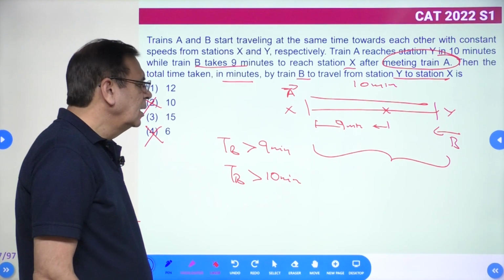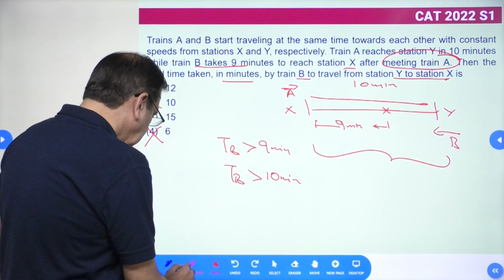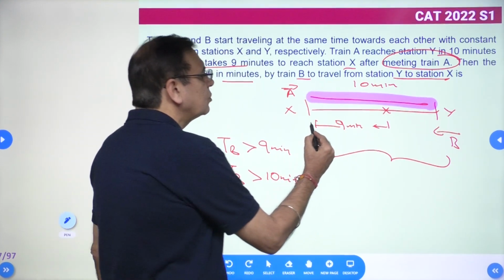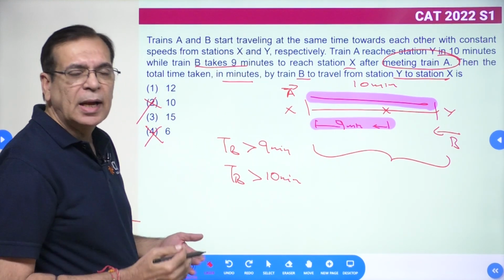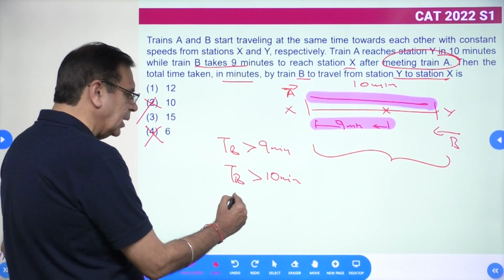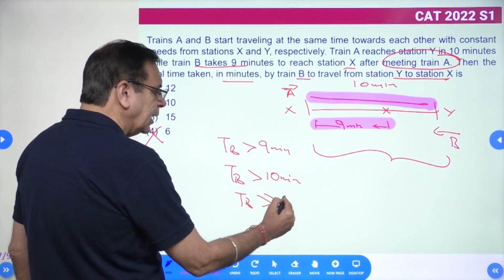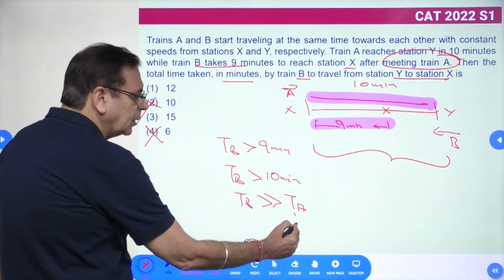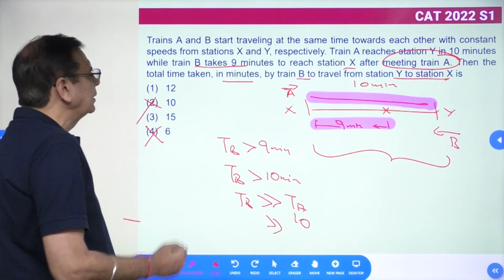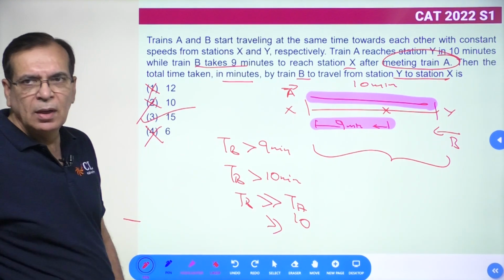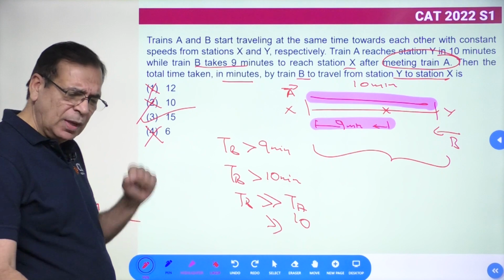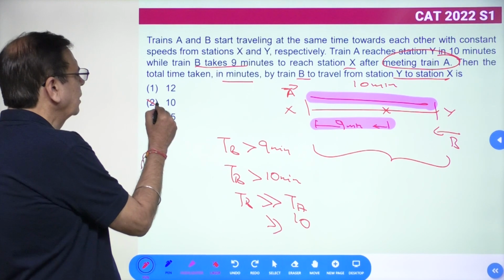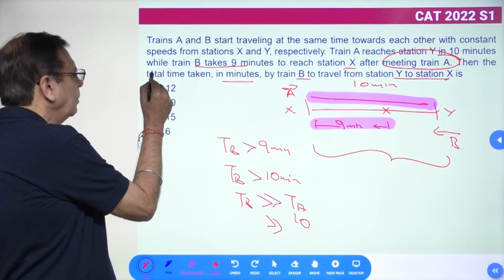Third thing, again look at the same issue. Train A is taking 10 minutes for this entire distance. Train B is taking 9 minutes after meeting. That means the time taken by train B should be significantly greater than the time taken by train A. Now look at these two choices. Train A is taking 10 minutes, train B should be significantly greater than 10 minutes. This cannot be it, so this will be the answer. If you look at the choices carefully, it is right in front of you. Let's look at one more thing. Now let's look at it this way. We have eliminated this and this, but you are stuck between these two.